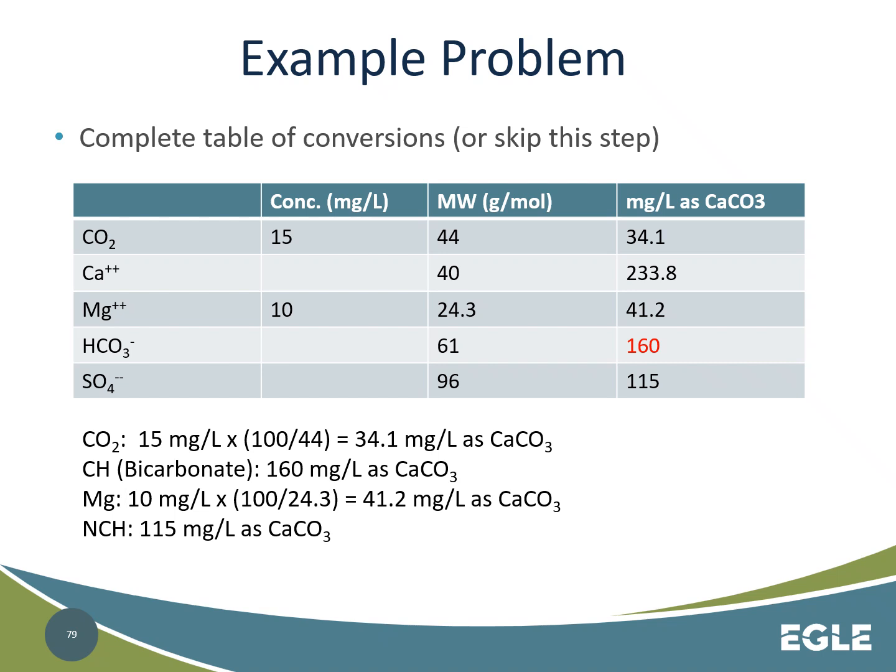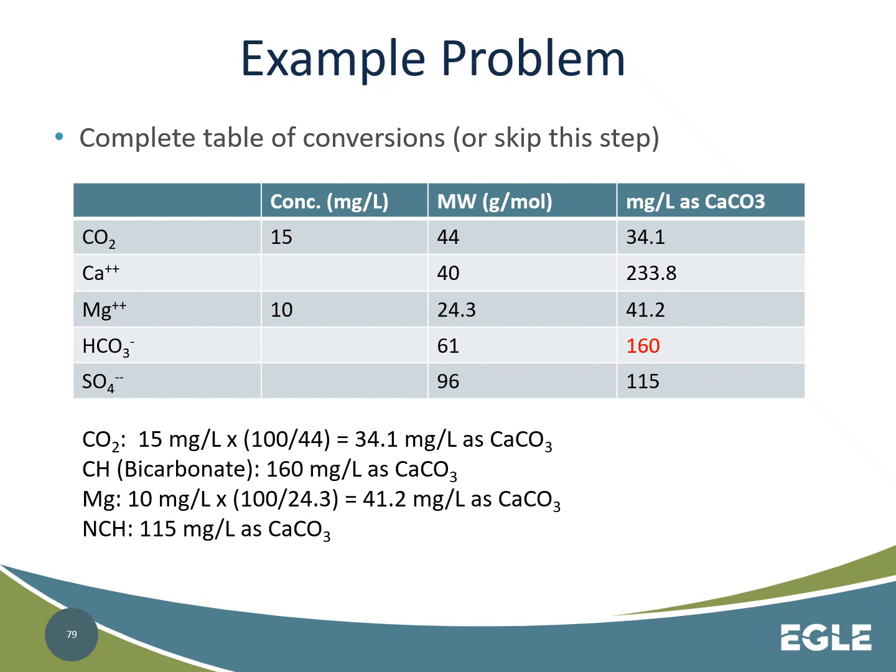We multiply this by a ratio of molecular weights to convert to the right units, just like we would do for our pesos example. So 15 milligrams per liter multiplied by 100, which is the molecular weight of calcium carbonate, divided by 44, which is the molecular weight of CO2. Note that the units we want, milligrams per liter as calcium carbonate, are on top of this ratio. That math gives us 34.1 milligrams per liter as calcium carbonate of CO2 in the raw water.